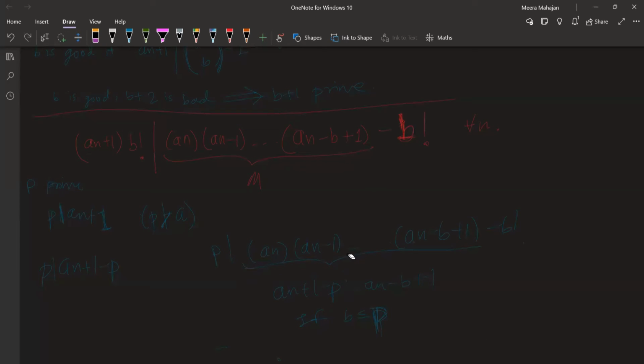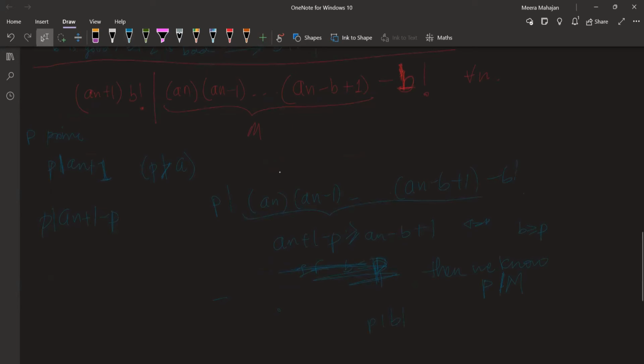So if you have this, then if B is at least P, then we know P divides M. But if you put it back, then from this we'll get that P divides B factorial, which is anyways true because B is greater or equal to P. So we don't directly get some information, but we can try to do something stronger than this.